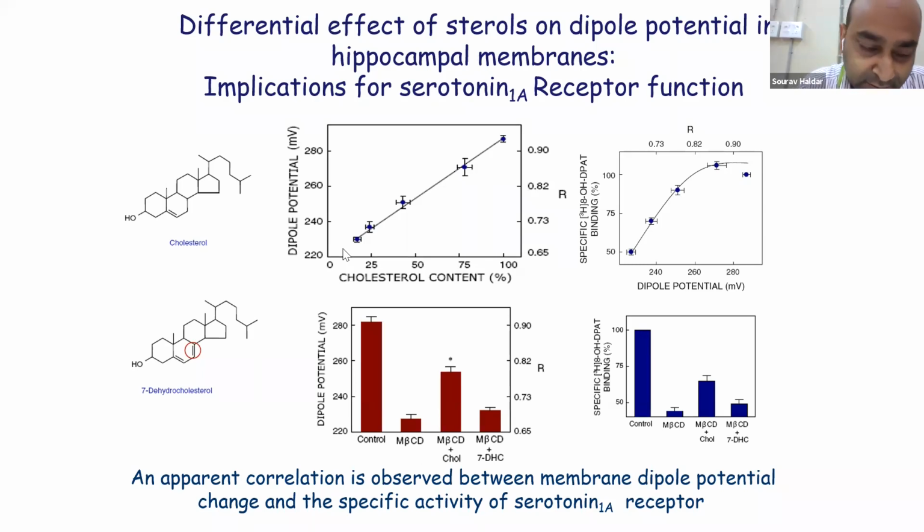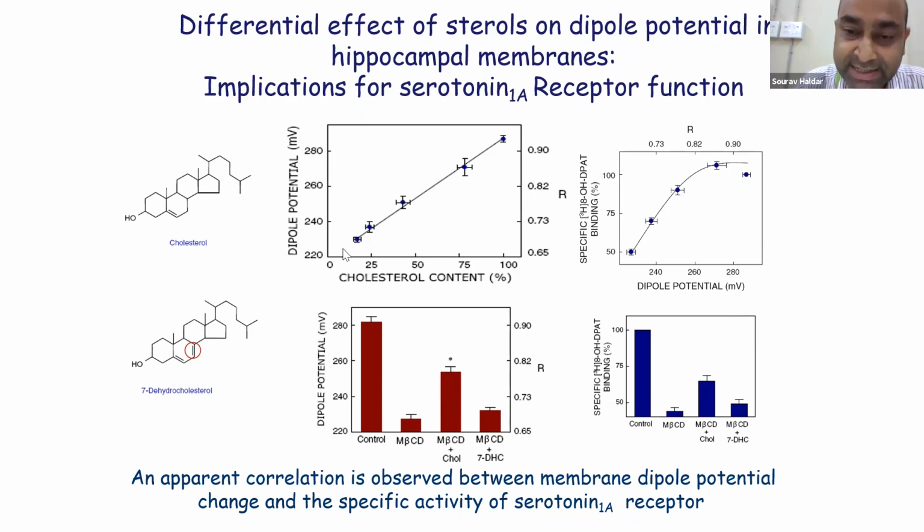Now, this concept can be borrowed for any other molecule which has the ability to modulate dipole potential. For example, lipid anesthetics, which are molecules that have permanent dipole moments, have the ability to modulate dipole potential. They will also have the ability to alter the activity of serotonin 1A receptor, and presumably it is through the change in membrane physical properties, that is dipole potential.